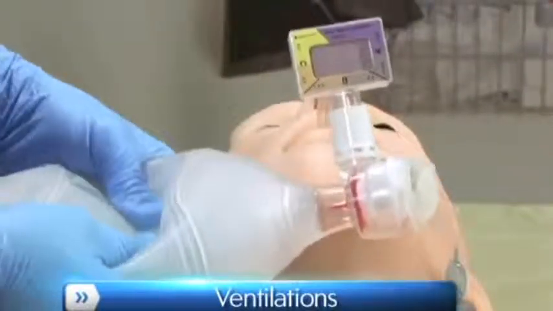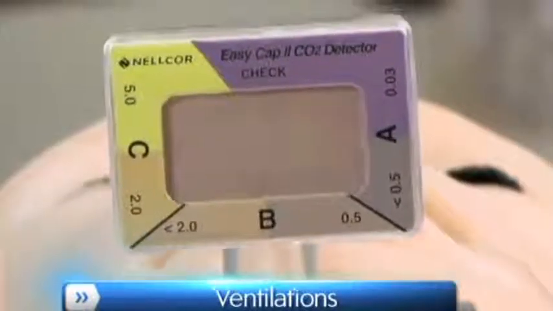HAL accommodates assisted ventilation, including BVM and mechanical support.